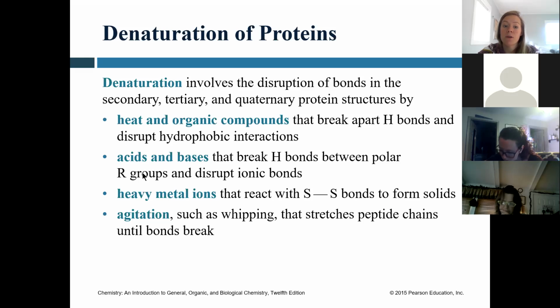If we have a protein and we put it in an acid or a base, that can also break apart H bonds between polar R groups, and it can also break up or disrupt these ionic bonds. Heavy metals tend to react with our sulfur-sulfur disulfide bonds, making those break apart. And then agitation, that's a mechanical thing. So like whipping something, that will stretch the peptide chains out until they break.